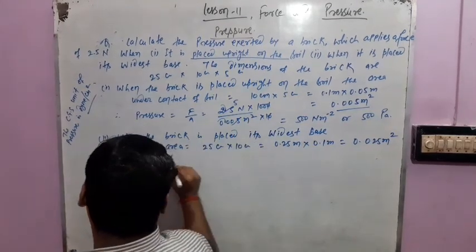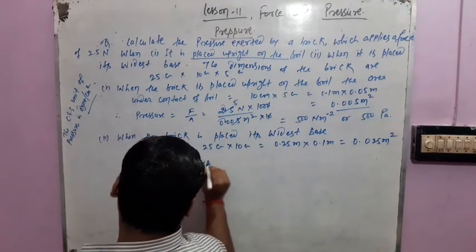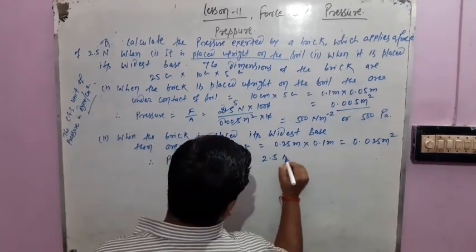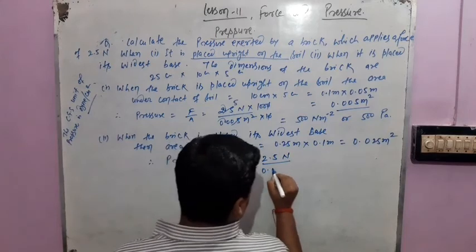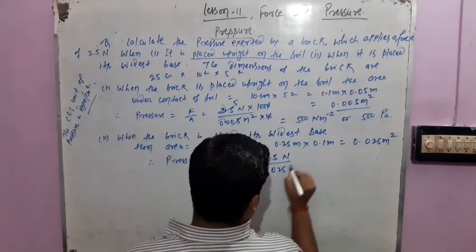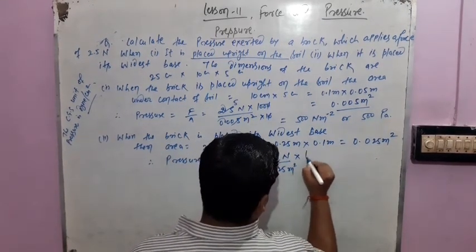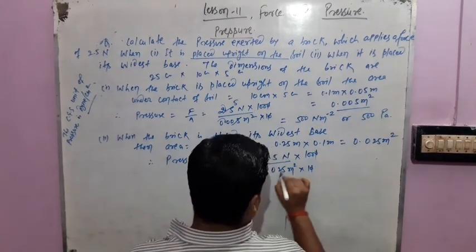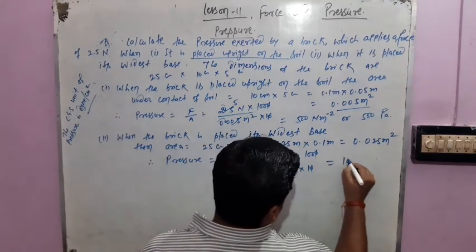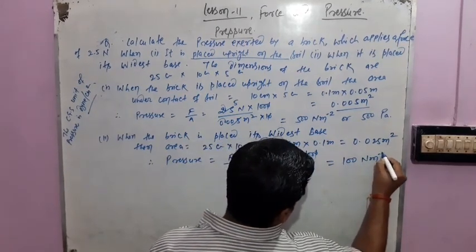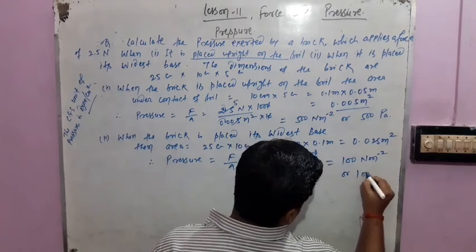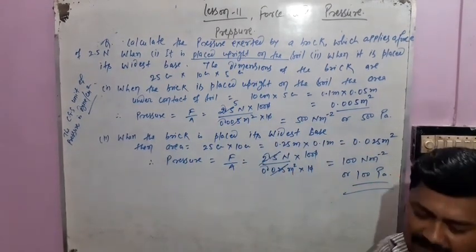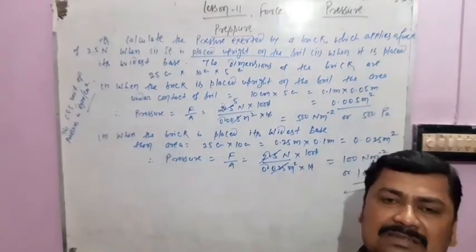Therefore, pressure is equal to what? Force upon area. The force here is 2.5 Newton and the area is 0.025. Now when we remove the decimal, the area becomes 1000 and here 10. Now 10 cancels, 25 cancels. 100 Newton per meter square or 100 Pascal. That is the pressure. So student, in this way we can solve the numericals of this exercise.